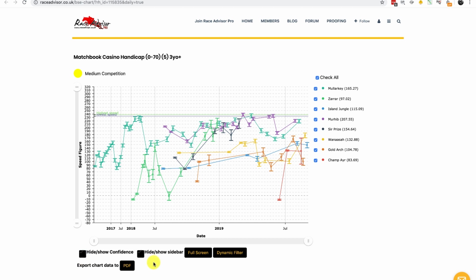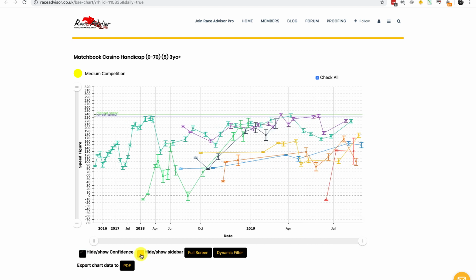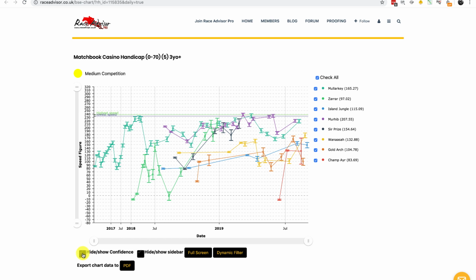We can show the sidebar or hide it like that, turn that back on, and we can hide the confidence lines, but by default they're shown, and I'll look at the confidence lines in a minute. We can also export all of the graph that we're seeing into a PDF or show it full screen as well if we want to.